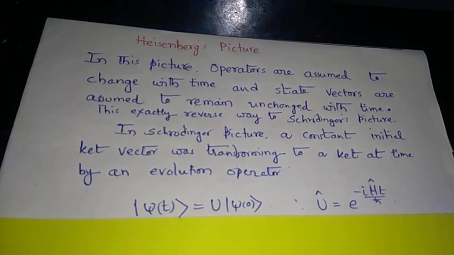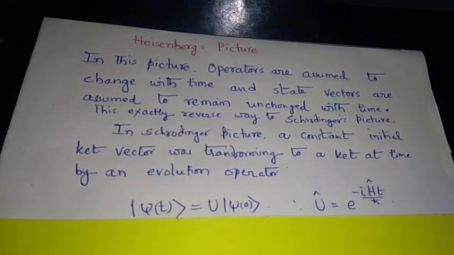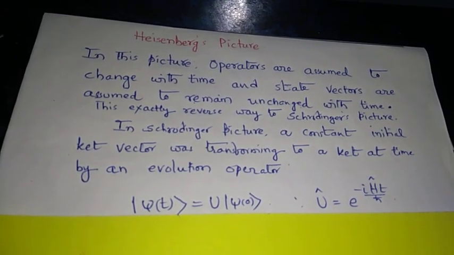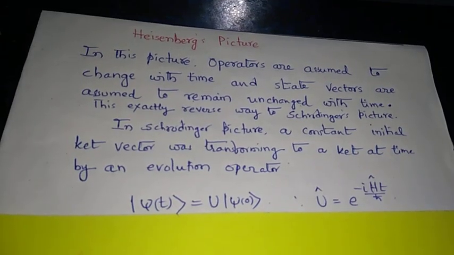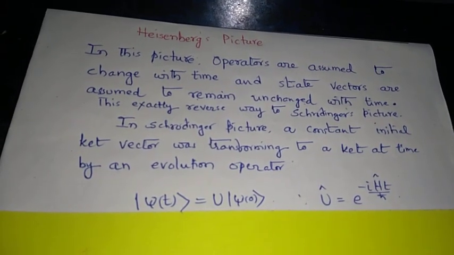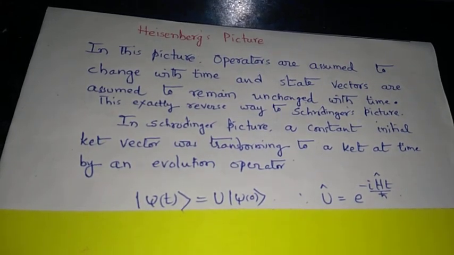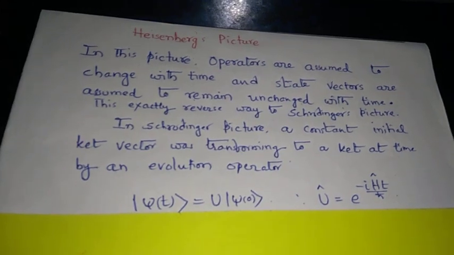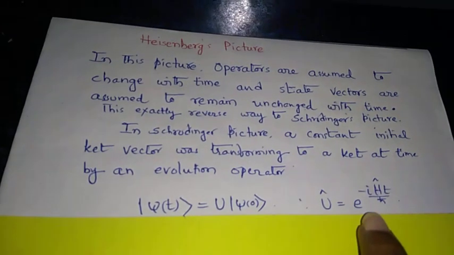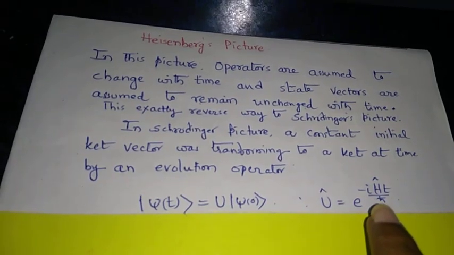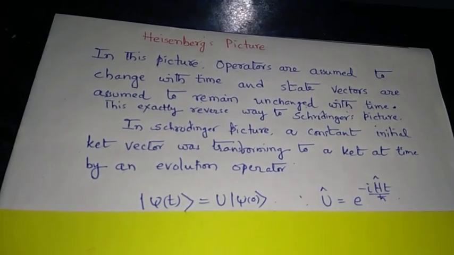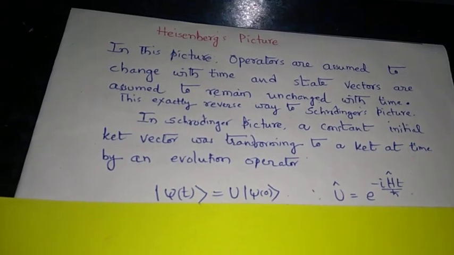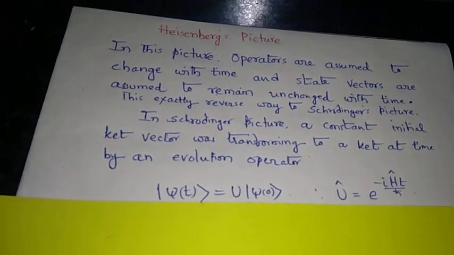In Schrodinger's picture, a constant initial ket vector, ket psi 0, was transforming to a ket at any time, psi t, with the help of an operator called the evolution operator, which we called U hat, and its expression was the exponential of minus i H hat t over h cut, where this capital H hat was the Hamiltonian of the system.